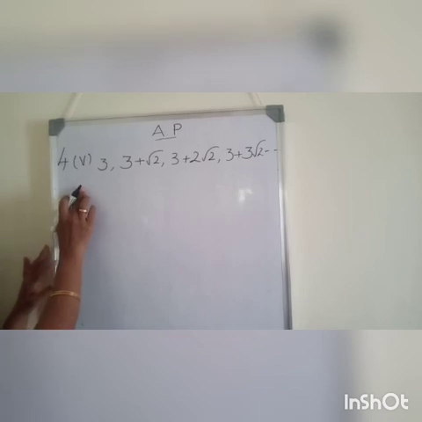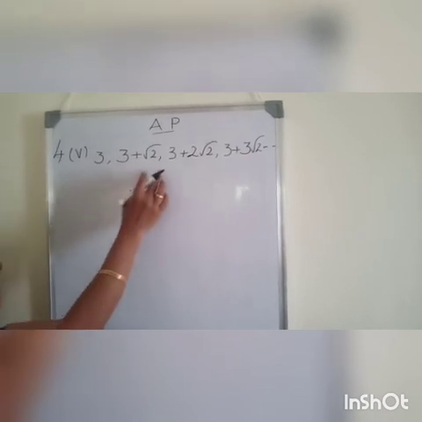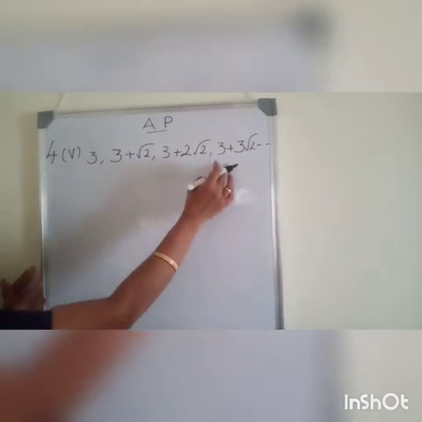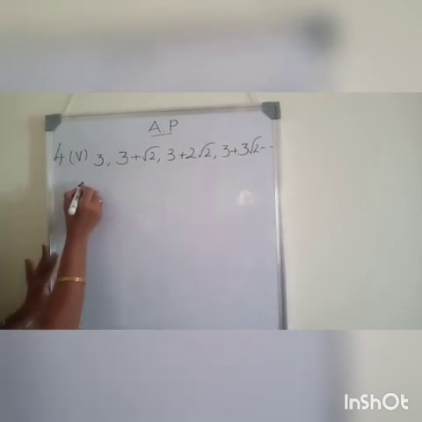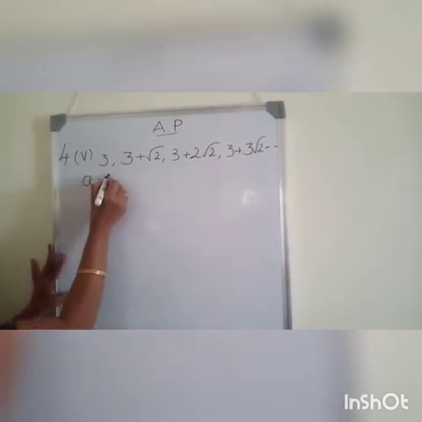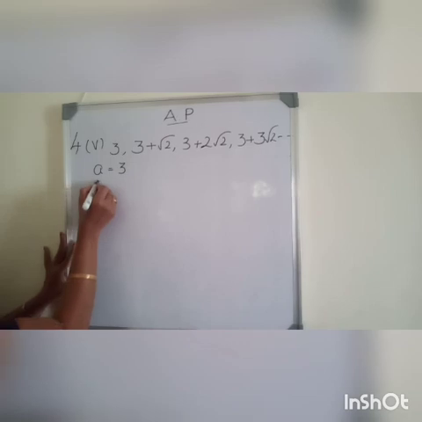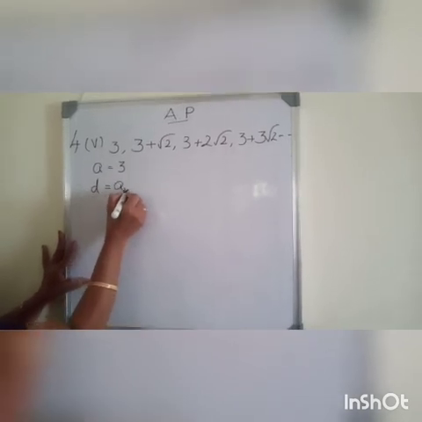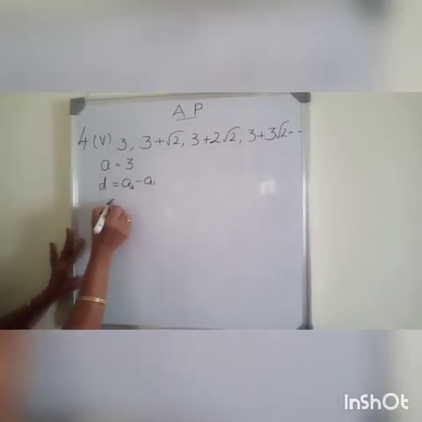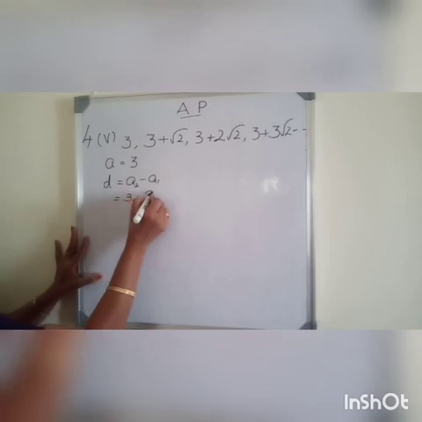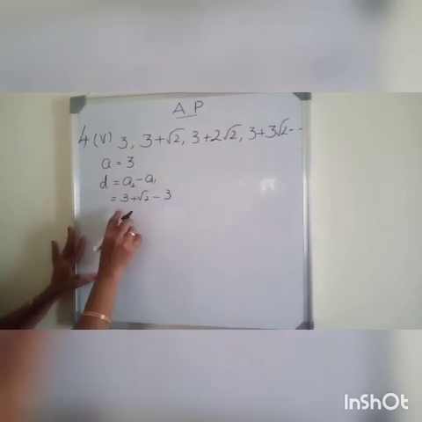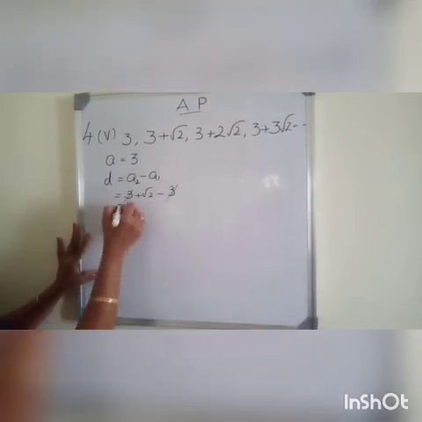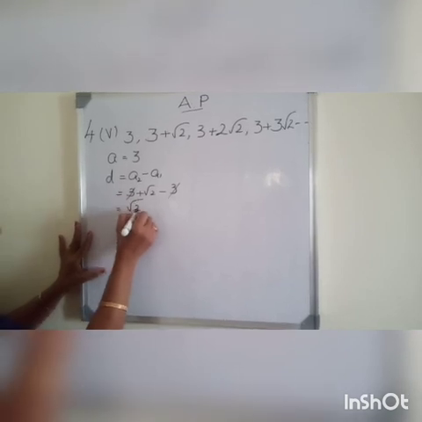The 5th question is 3, 3 plus root 2, 3 plus 2 root 2, 3 plus 3 root 2, etc. So the first term A equals 3. D equals A2 minus A1. That is 3 plus root 2 minus 3. Plus 3 minus 3 will cancel. We'll get the difference as root 2.